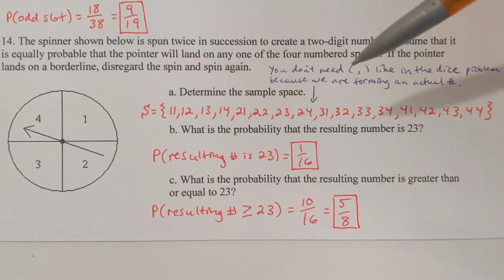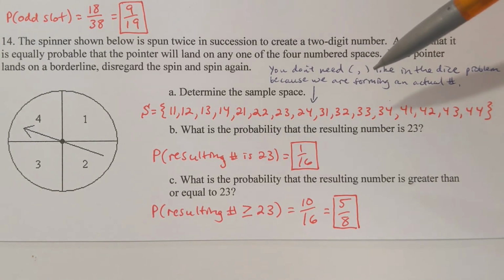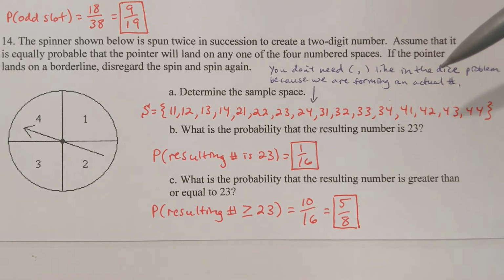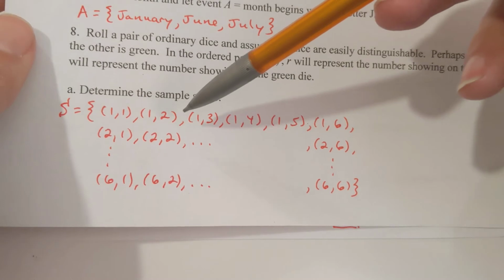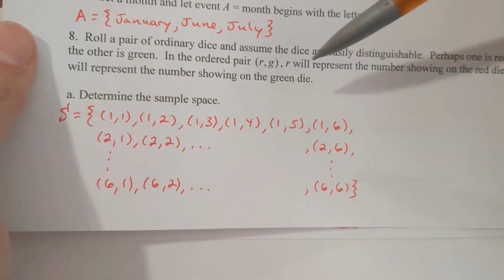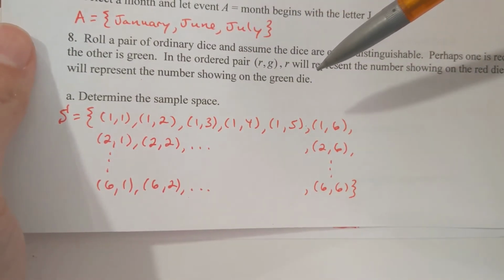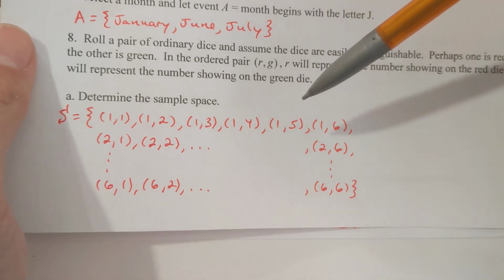Now, sometimes I see students write this as ordered pairs, like the dice problem. So if you remember the dice problem there, I was using ordered pairs, and the reason why is because I was distinguishing what number I saw on the red die versus what number I saw on the green die.